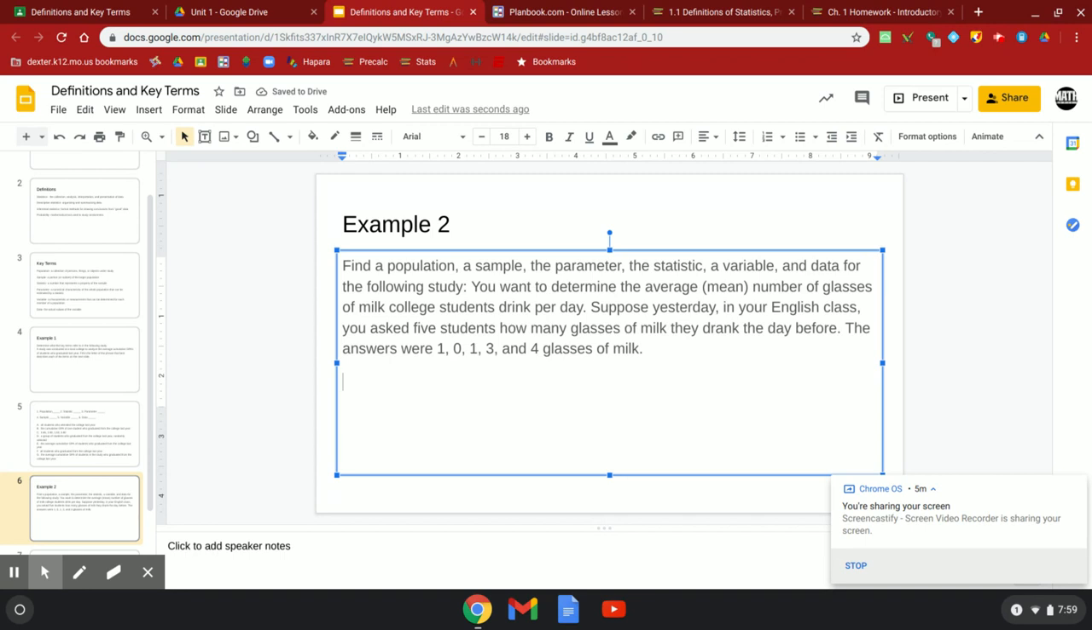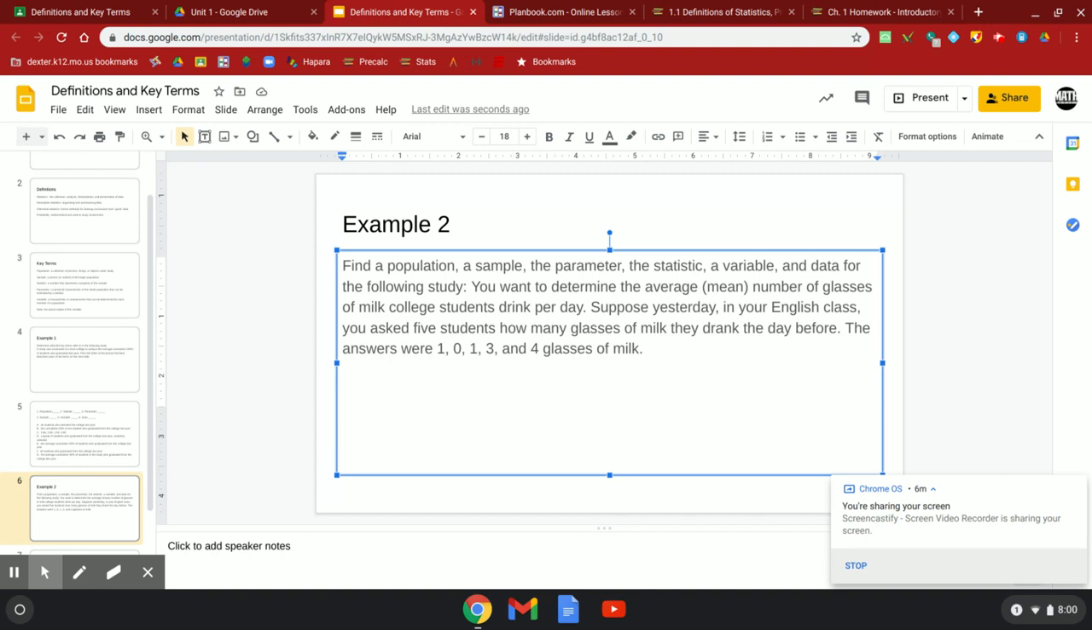Okay, so it wants me to find all those little definitions that we just talked about. Okay, here's my study. I want to determine the average number of glasses of milk college students drink per day. And so imagine being on a university. I'm not going to be able to get my hands on every single person at the university. And so what I did was yesterday in English class, you asked 5 students how many glasses of milk they drank the day before. And so the answers were 1, 0, 1, 3, and 4 glasses of milk.